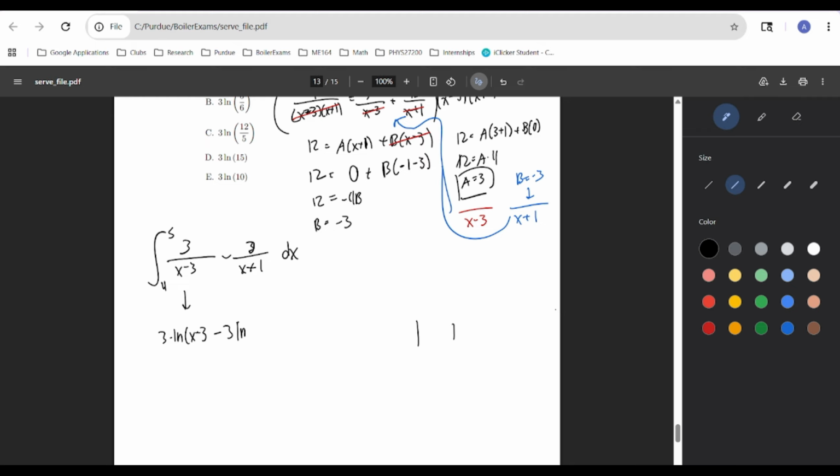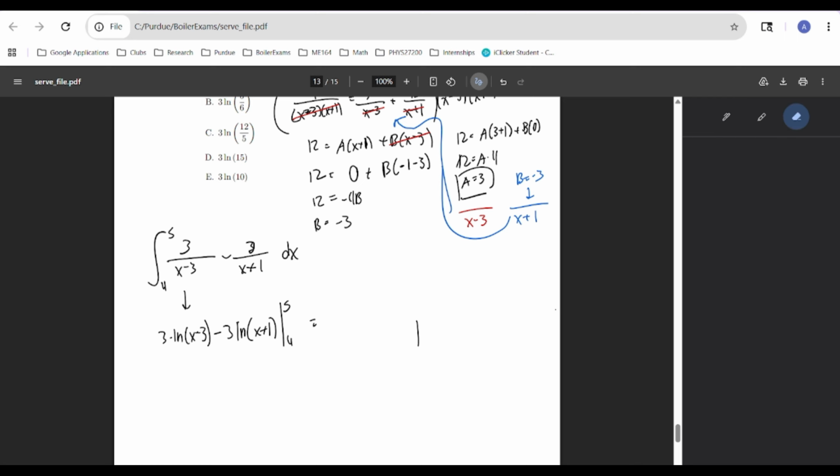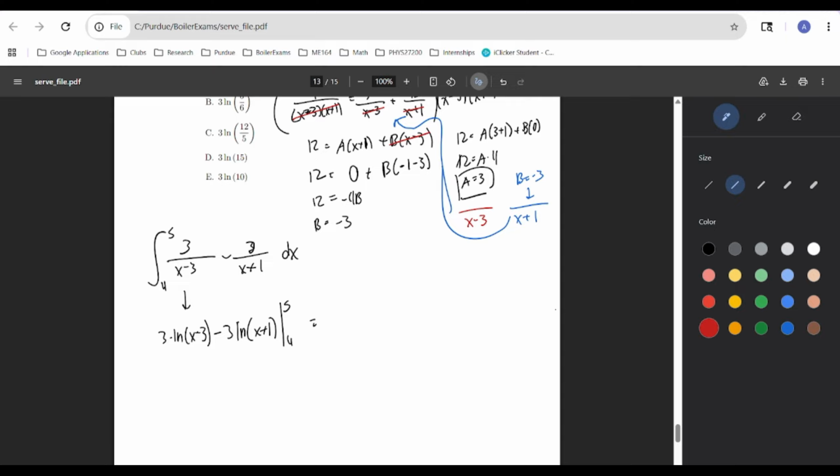ln of x plus 1 from 4 to 5. This would become, if we just do the differences here, 3 ln 5 minus 3 minus 3 ln 5 plus 1, and then minus, putting this in brackets actually, 3 ln of 4 minus 3 plus 3 ln of 4 plus 1.